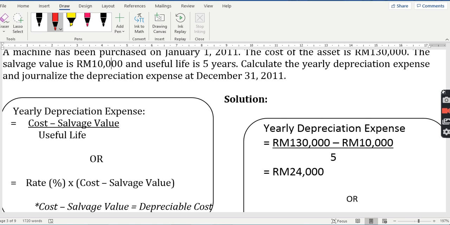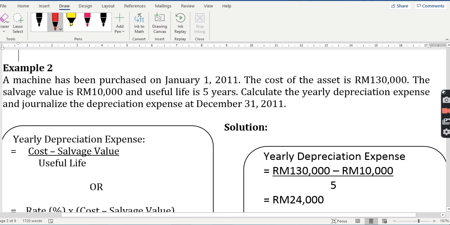What are the particulars that you need to collect from the question? First of all, you need to see how much the asset cost is. Here the cost of the asset is 130,000. You are also given a salvage value of 10,000 ringgit, and the useful life of the asset is 5 years. So how do I calculate the yearly depreciation?